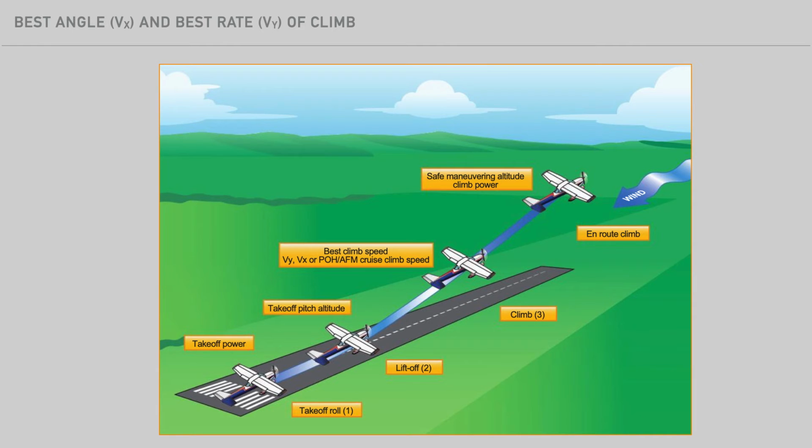During a normal departure climb without obstacles, we pitch the aircraft for a speed which will provide us with the greatest gain in altitude in the shortest amount of time. This is known as Vy. We do this so in the event of an engine failure, we have the most altitude available, giving us the most options.